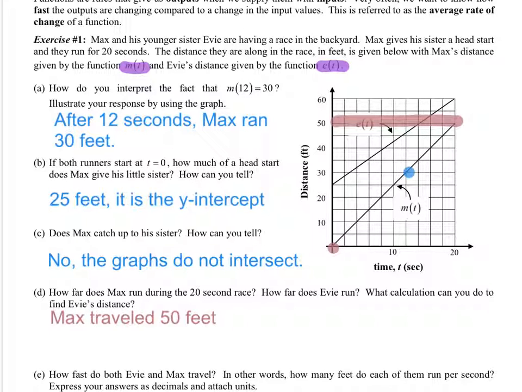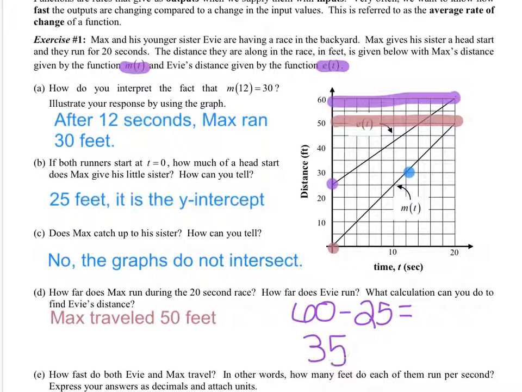Now, Evie, on the other hand, ended right here. So she ended at 60 feet. However, we can't say that Evie ran 60 feet because she didn't start at 0. So we have to be a little careful. That's why it says, what calculations can you do to find this? So let's take our 60 and subtract away 25, which gives us 35 feet for Evie.